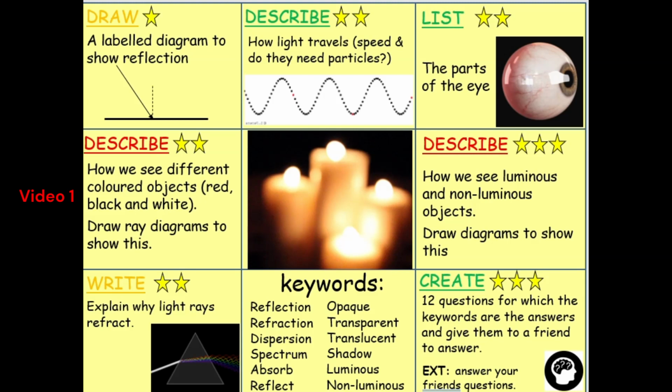So these three at the top are all recall questions. We have done them in class, but just to remind you of what they are, you need to remind me of what they are. You need to do them to refresh our memories. So as many parts of the eye as you can. And then moving down, it says describe how we see different coloured objects. So red, black and white. Draw any ray diagrams to show this.